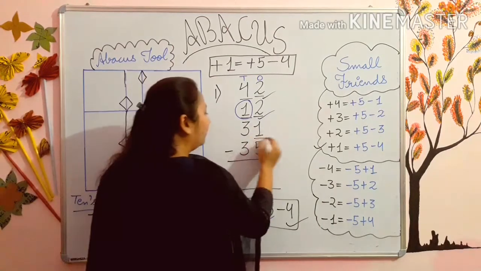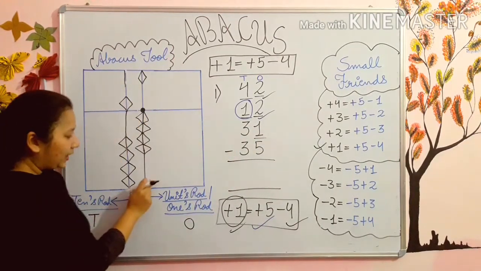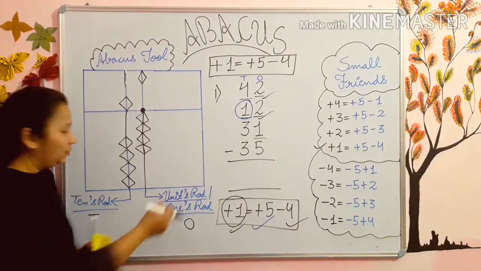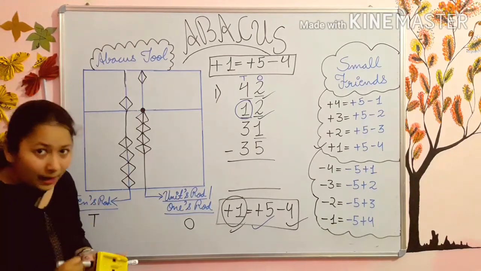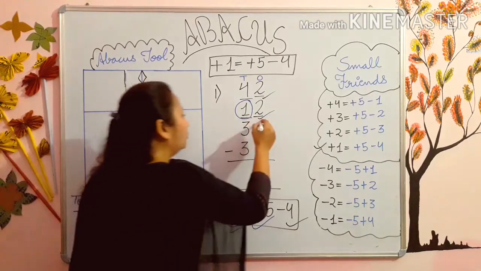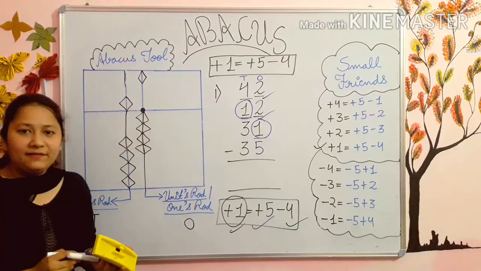You have to add 1 in ones rod. So 1 again you have to add. See, is the bead there? No, no bead is there. How will you add 1? Add means put the beads up. No bead is there, so here also you will use the formula for adding 1.